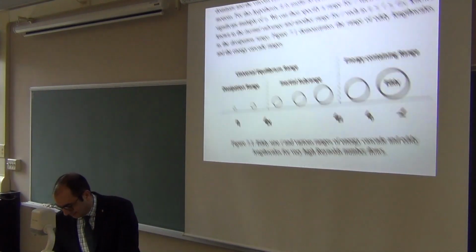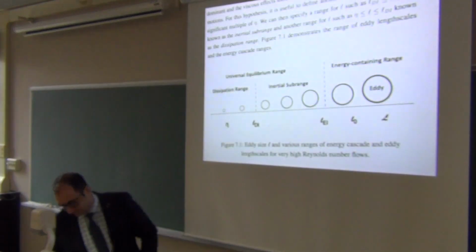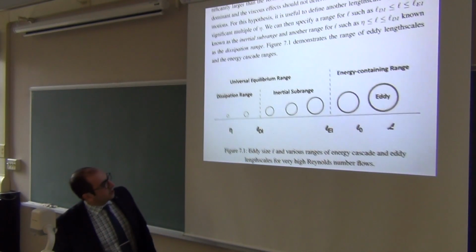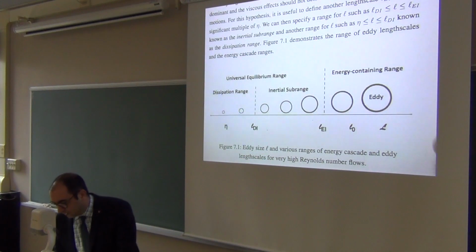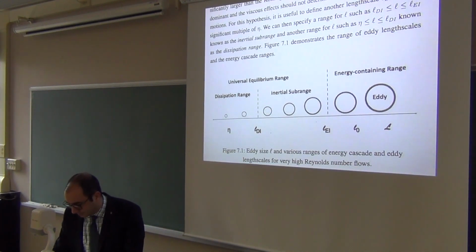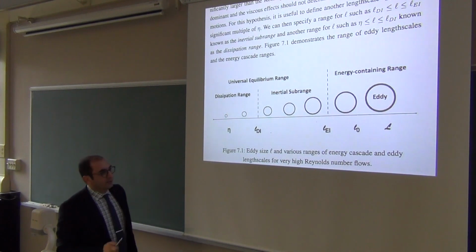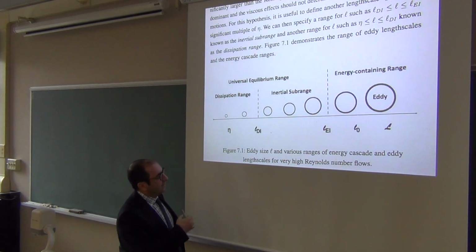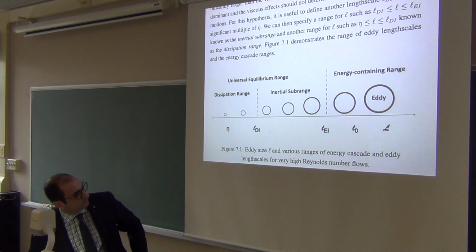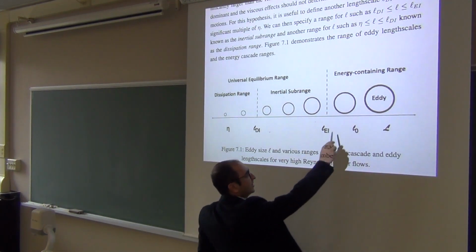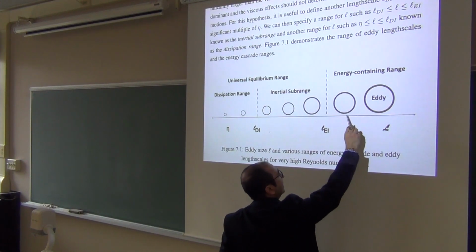I'll show you a nice picture in a moment. But before I show you the picture, I'll tell you the... Actually, let me show you the picture. I can explain half of it, right? And then I tell you the Kolmogorov second similarity hypothesis, and then I explain the rest of it to you. So we told you eddies form at the largest scale, L0. So that's the largest type of eddy you can get.